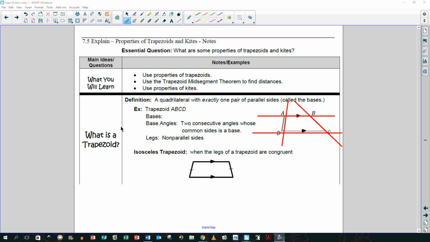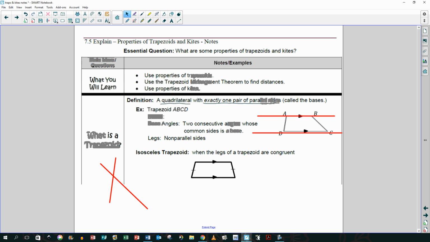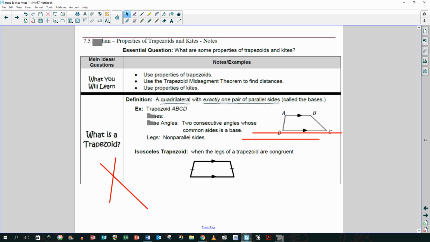Definition of a trapezoid. It is a quadrilateral. So we have a quadrilateral with exactly one pair of parallel sides. Okay, so it's exactly one pair of parallel sides. So like over here, I kind of extended all the sides. So let me show you why I extended the sides.